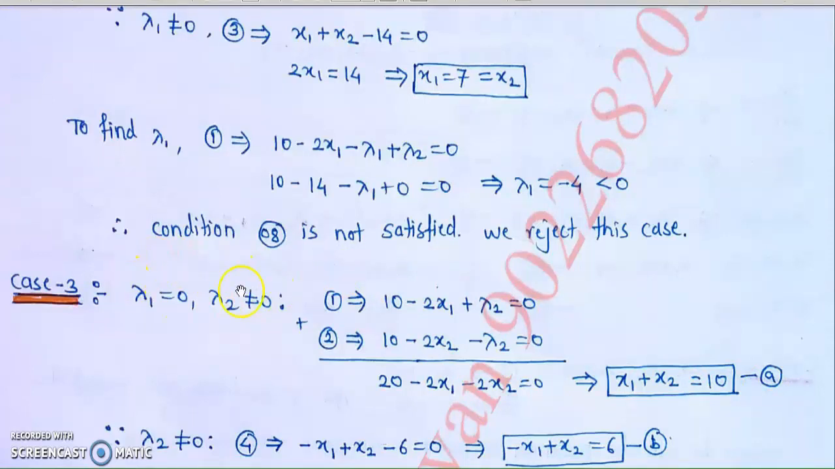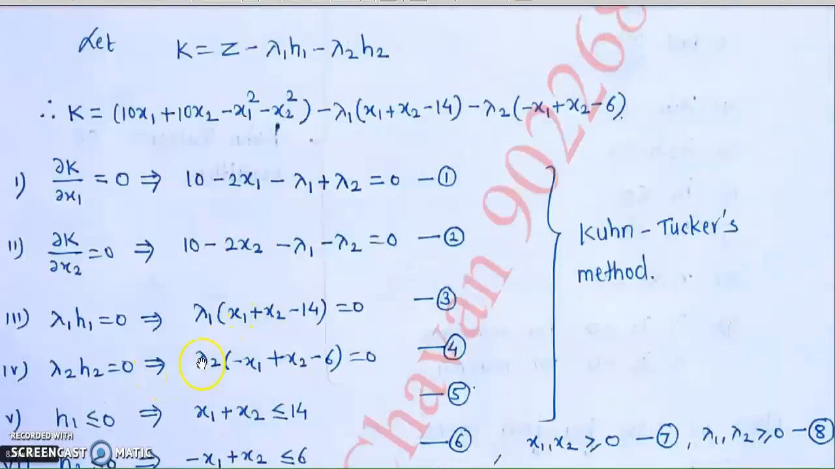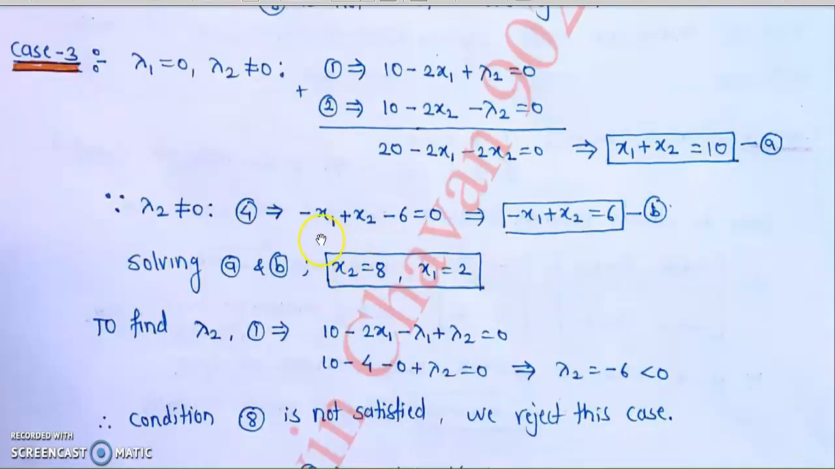So we update here: if lambda 2 is non-zero, and if we see equation number 4, definitely this bracket term must be 0 as their product is 0. Therefore, minus x1 plus x2 must be 6, and therefore, minus x1 plus 2x2 equal to 6 gives us equation number B. So if we solve A and B simultaneously, we get x2 value 8 and x1 value 2.